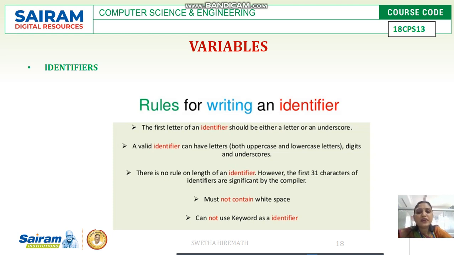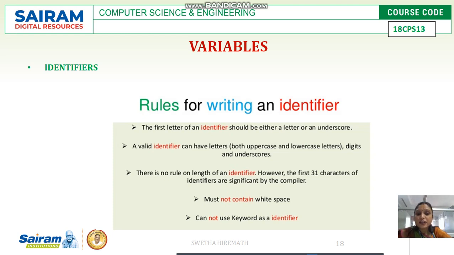A valid identifier can have letters, both uppercase as well as lowercase, digits, and also underscores. So along with the letters and underscores, digits also can be used, but a digit should not be in the first place. It can be after the first place. The third rule is, there is no rule on the length of an identifier. That is, the length of the identifier is not fixed. It can be variable, but the compiler can identify only the first 31 characters of an identifier.